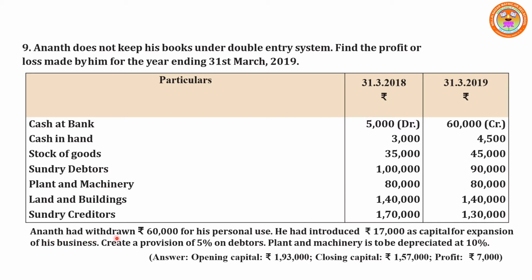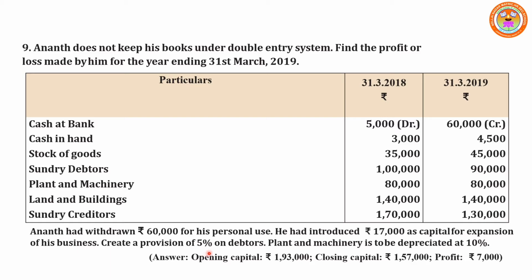Anand had withdrawn 60,000 for his personal use. So this amount denotes drawings. This will be used in step 3 while preparing statement of profit or loss. He had introduced rupees 17,000 as capital for expansion of his business. So this amount denotes additional capital.